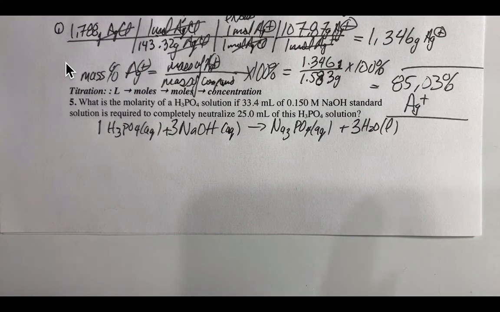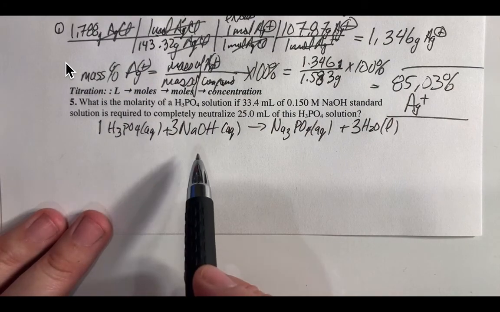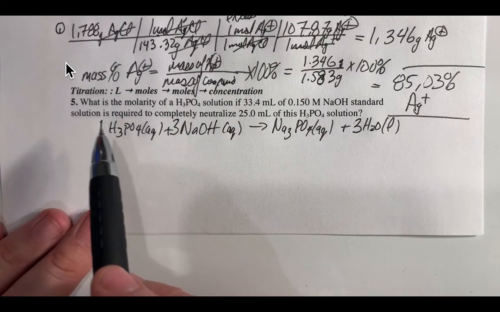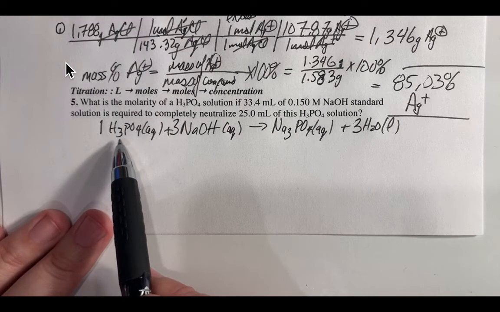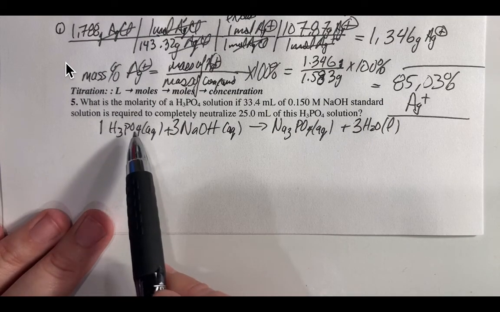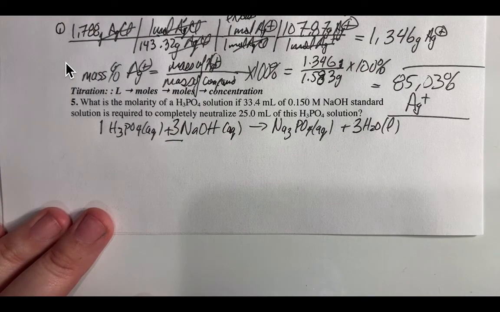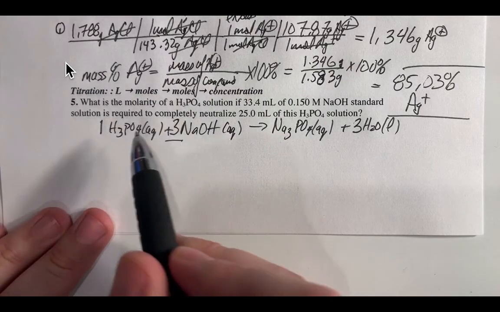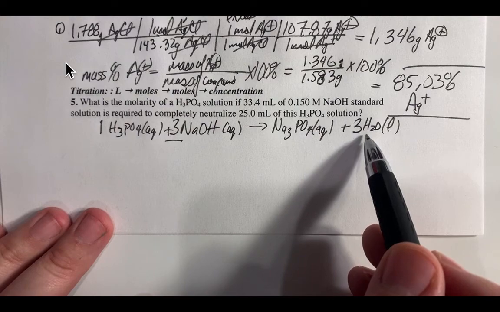All right, for this problem, just like for the previous problem up here, we needed a net ionic. Down here, we need a balanced chemical equation to do this reaction. This is the balanced chemical equation for the neutralization. Phosphoric acid produces 3 H pluses, so we need to have 3 sodium hydroxides in order to balance those 3 H pluses. And then those 3 H pluses and 3 OH minuses get together and they make 3 waters.